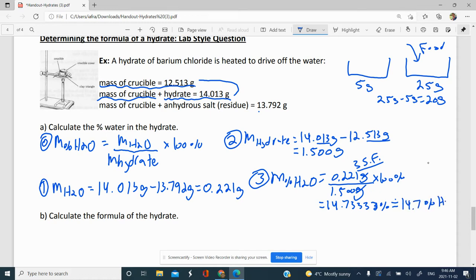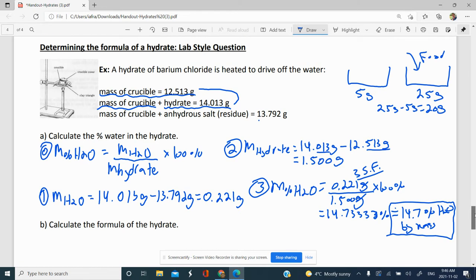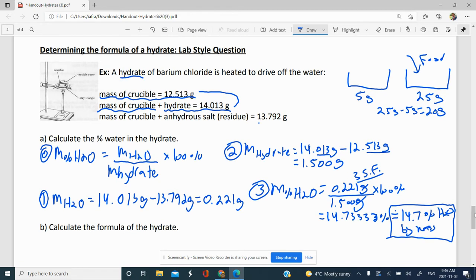14.7% H2O by mass. And so this here is our final answer for the percent of water in the compound. We didn't have a formula for it. We know it's a hydrate of barium chloride. So what we do know is that it's going to be a BaCl2·xH2O, but we don't know enough to find its molar mass. So we had to use mass data provided to us from the information that we have over here.